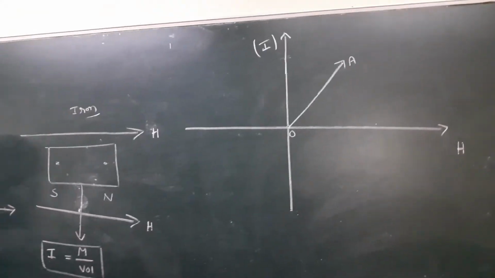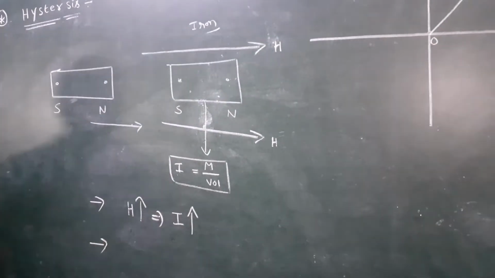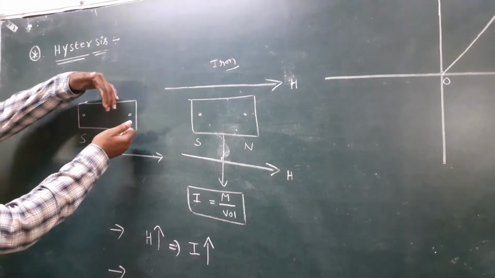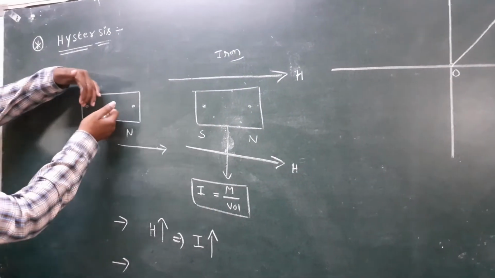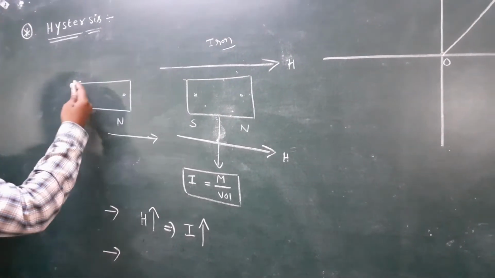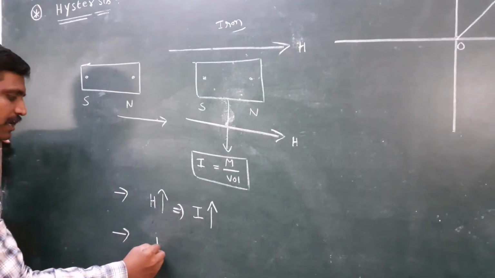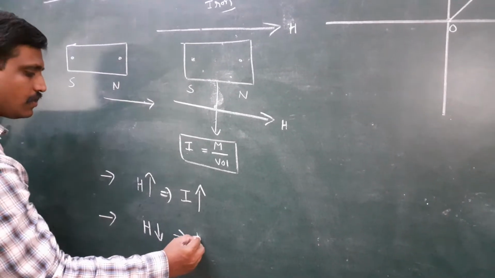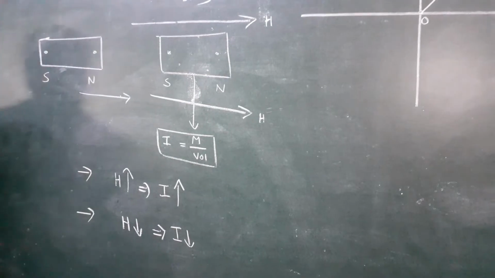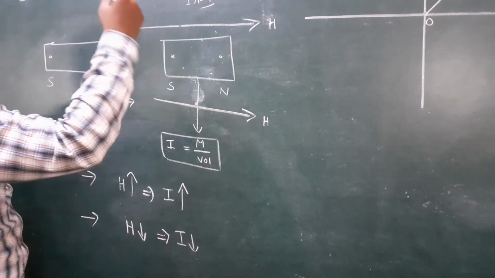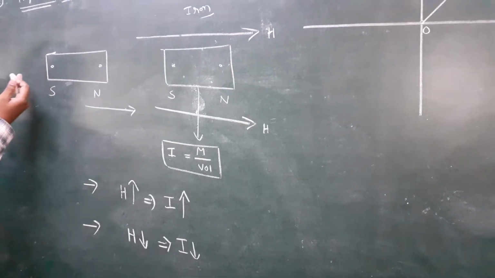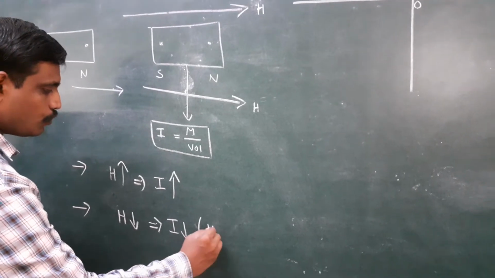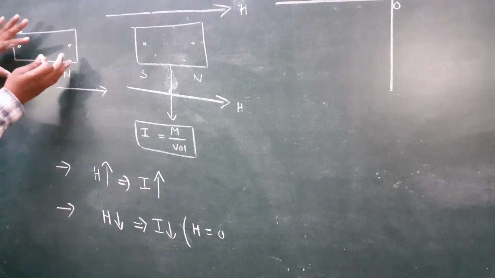Next step. See here. This bar magnet moves away from the material. That means the bar magnet produces no H. Bar magnet away, that means H decreases. I also slightly decreases, nana. That means the magnetism developed slightly decreases. Finally, H becomes 0. That means the magnet is completely removed.